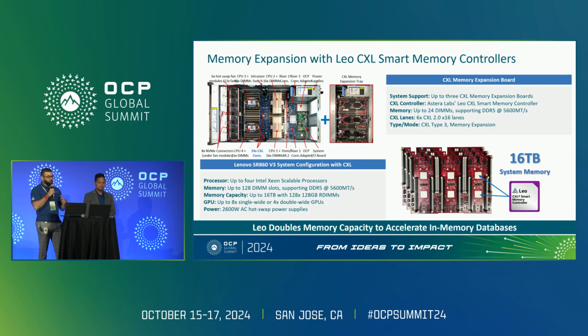This particular server features 4 of the latest Intel Xeon processors with 64 direct-attached DDR5 DIMM slots and 64 CXL-attached DIMM slots via 16 Leo CXL memory controllers, approximately 4 Leos per socket. That is a total of 128 DIMM slots for the whole system. And when populated with 128 gig DIMMs, we are looking at 16 terabytes of memory in a single server.